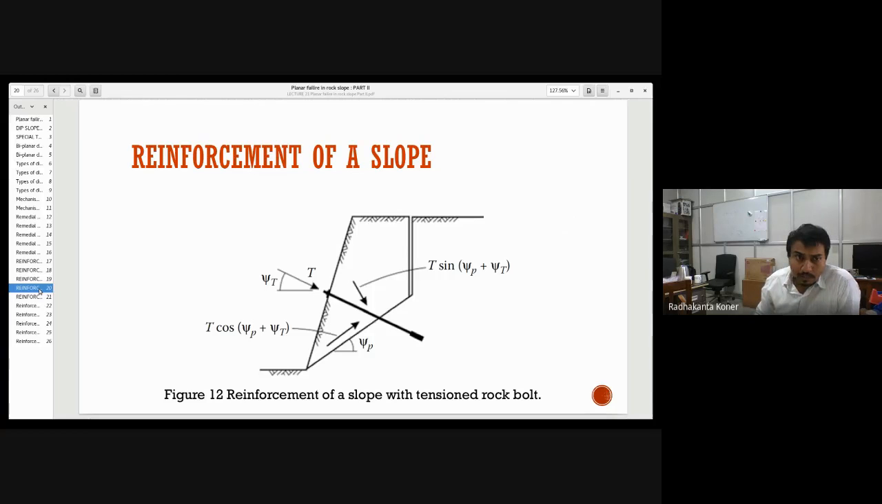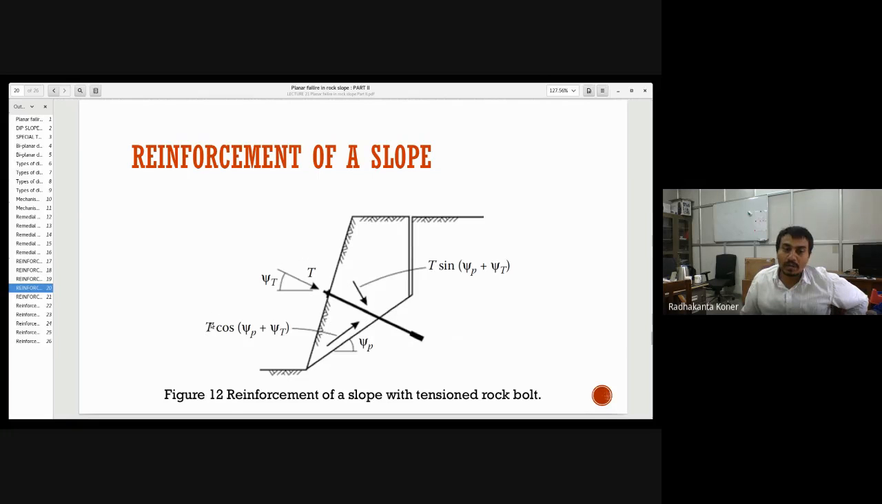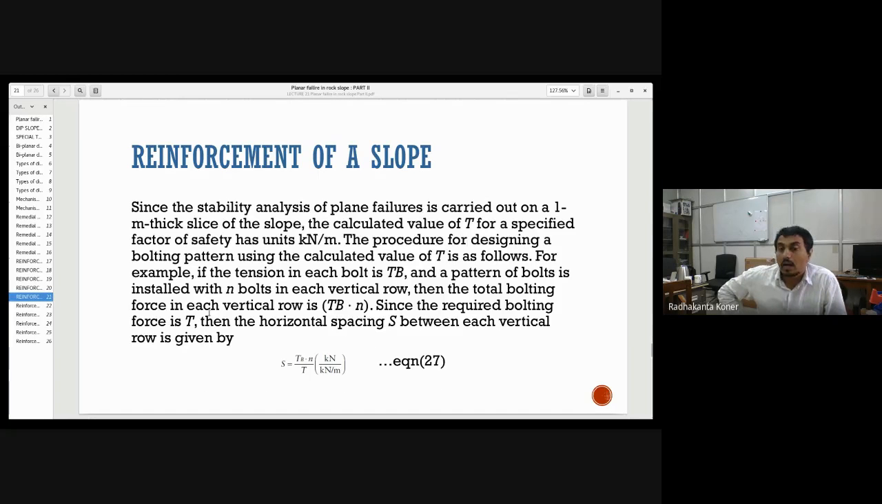Now, if we extend this concept, we will install a series of rock bolts. And we have already understood there is a T component. T component is basically a tensioned rock bolt, so tension is applied. If an amount of tension is applied on the rock bolt, how many bolts are to be installed? And what would be the spacing of the rock bolts?